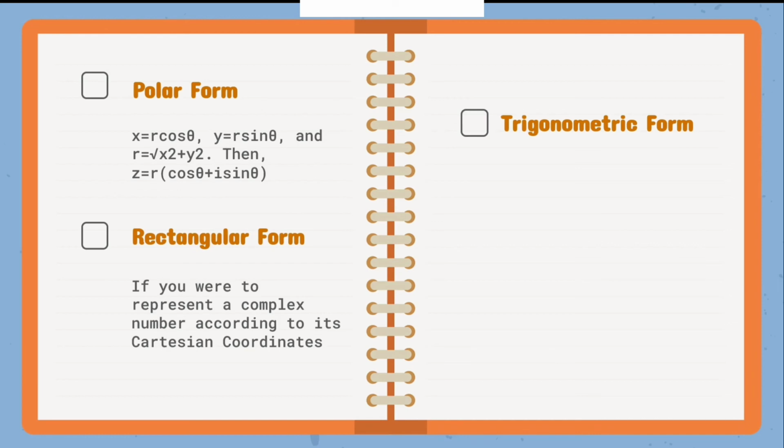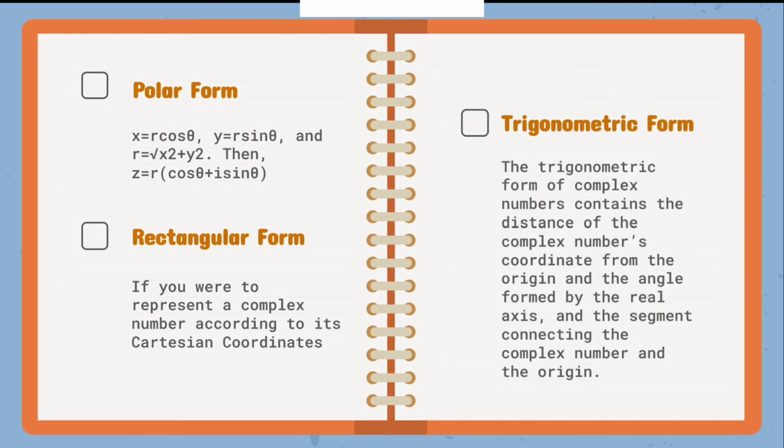The trigonometric form of a complex number contains the distance of the complex number's coordinate from the origin and the angle formed by the real axis and the segment connecting the complex number and the origin. And what we will use here are sine theta, cosine theta, tangent theta, cosecant theta, cotangent theta, and secant theta.